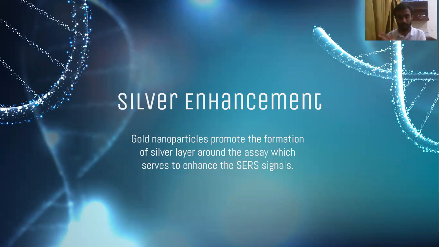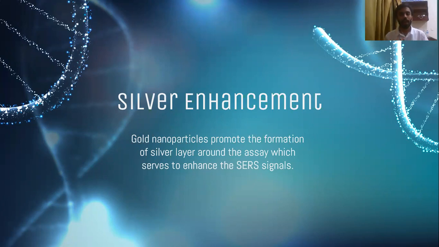So I'll describe it further as well, that without the silver enhancement, the SERS signals that are emitted are really small in number, and really less in intensity, that they serve no practical use really. And so we use silver to enhance the intensity of these signals so that they can be used for detection.